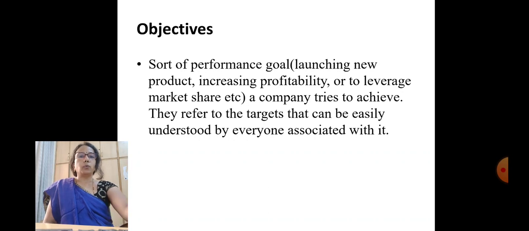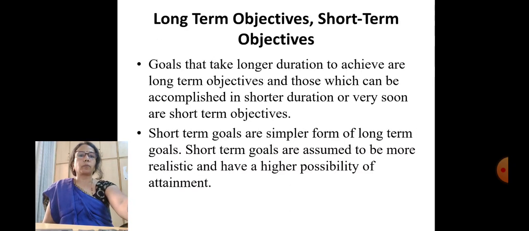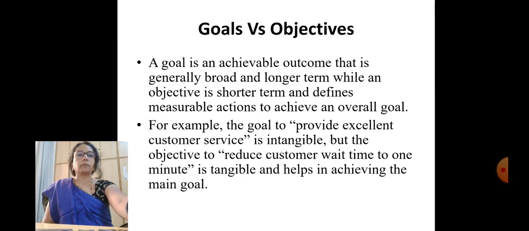And the difference between goals and objectives. Well, objectives are a sort of performance goal, like launching a new product, increasing profitability, or leveraging market share, which a company tries to achieve. They refer to targets that can be easily understood by everyone associated with it.